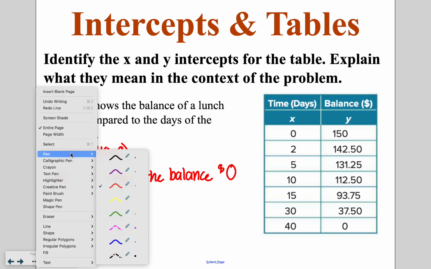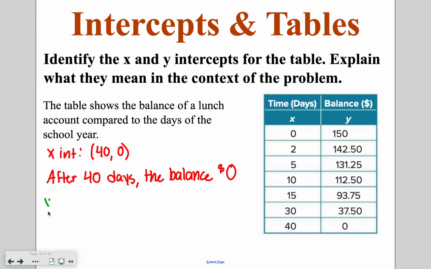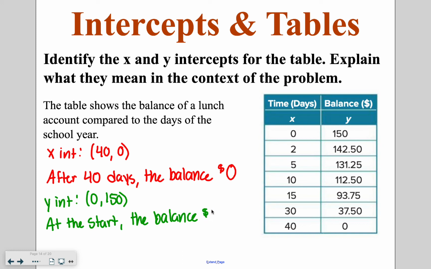Then, looking at our y-intercept, which in this problem is (0, 150), means at the start of the year, so when there have been 0 days that have occurred, the balance or the account has $150. So she starts out with that much money and is spending it over the course of the 40 days.